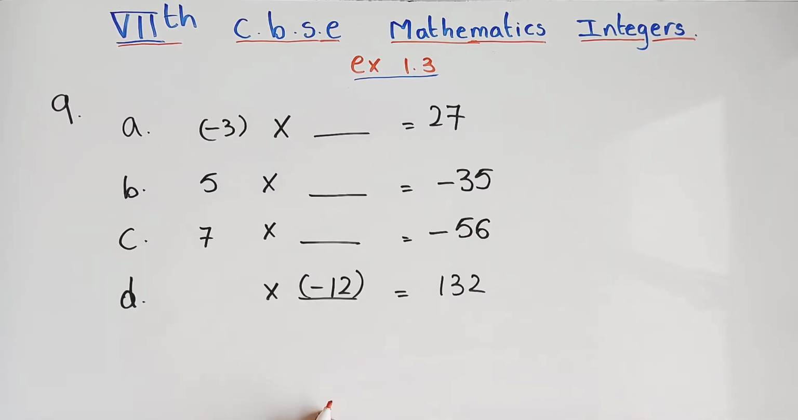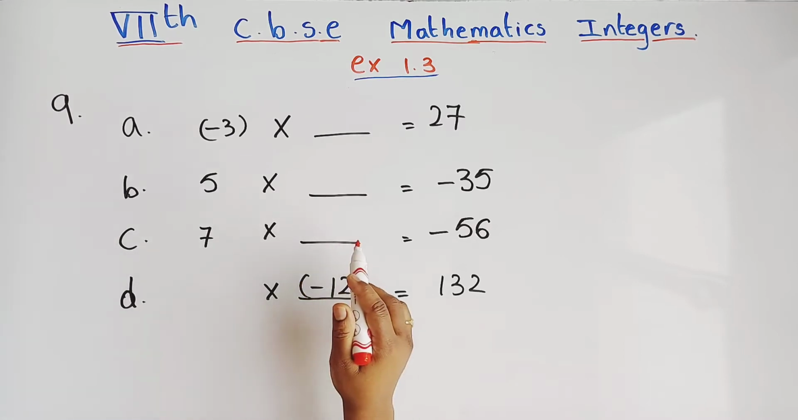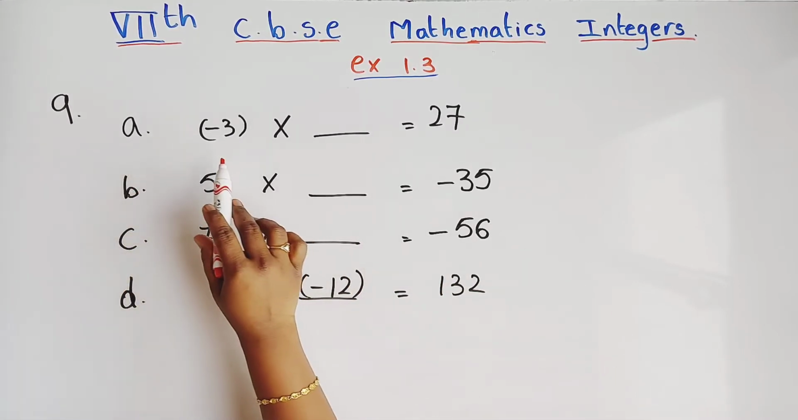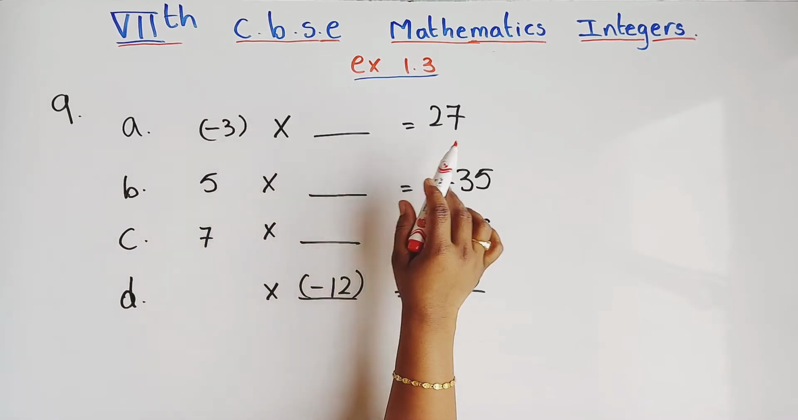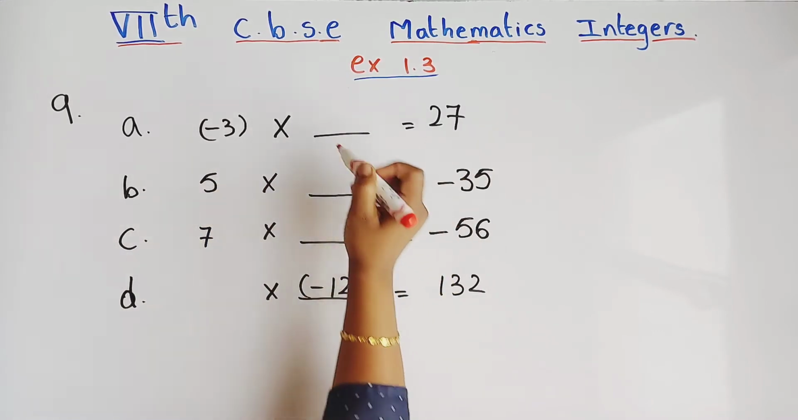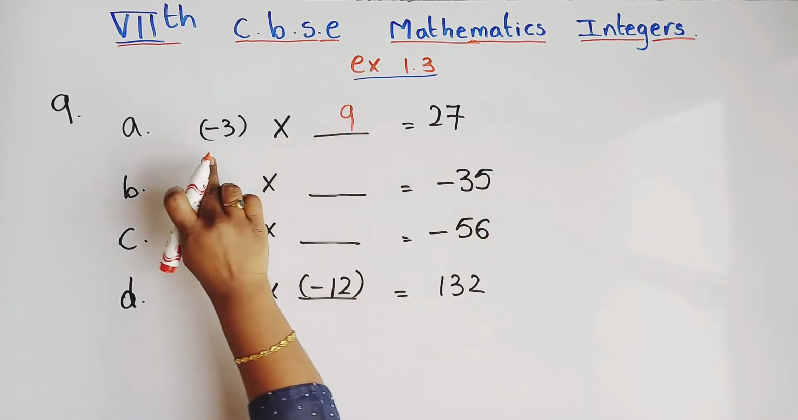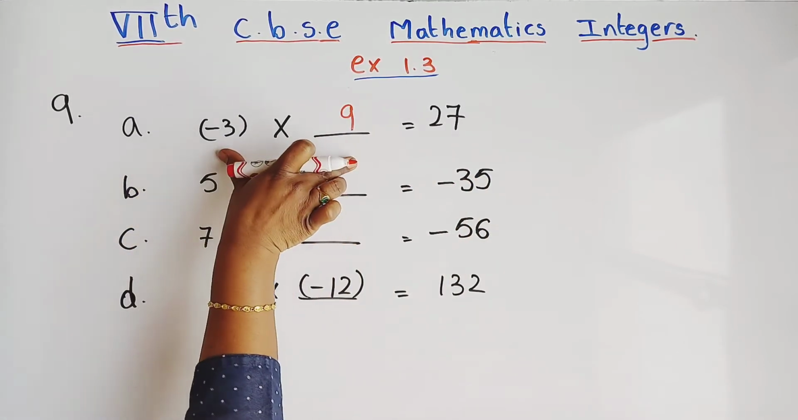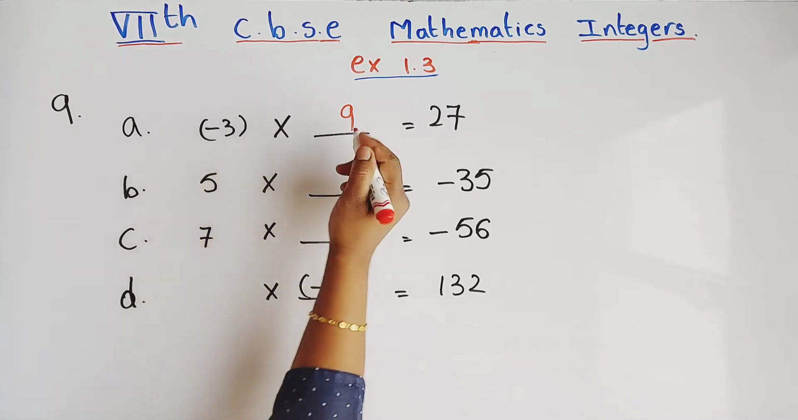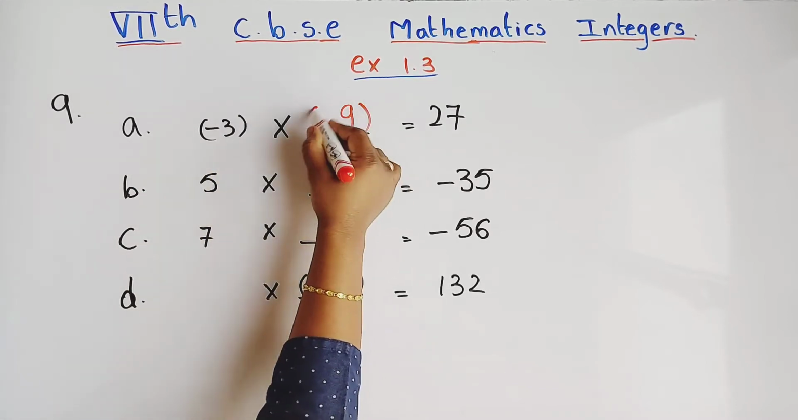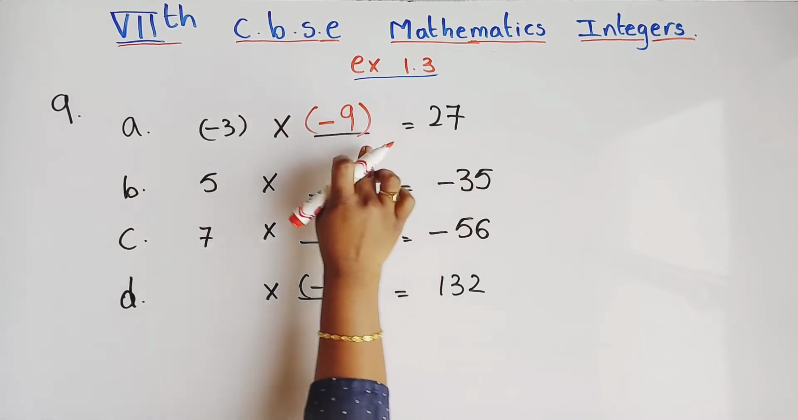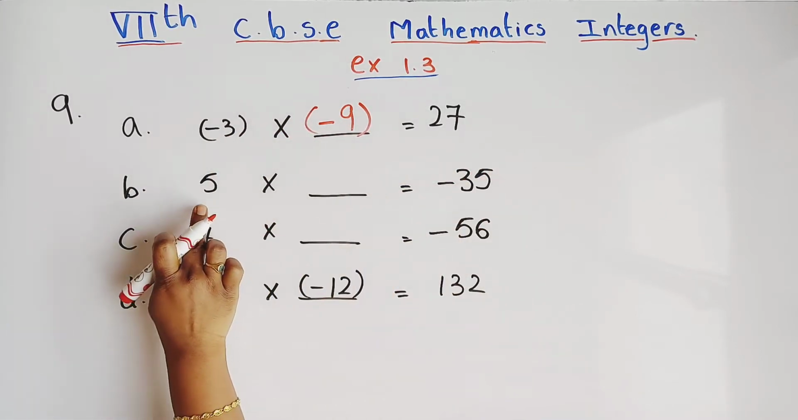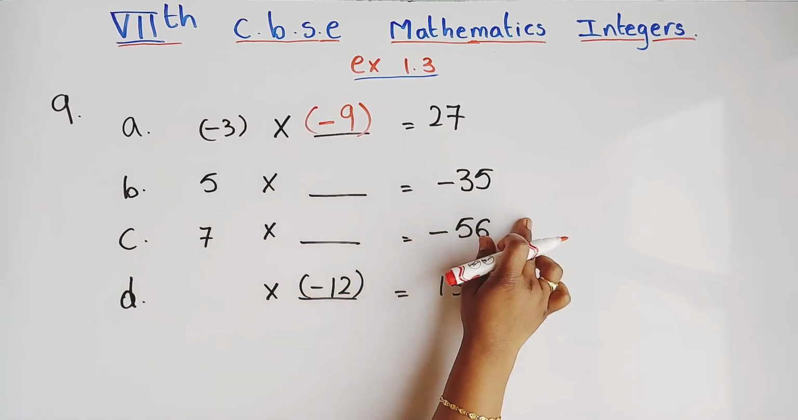Question number 9, children. Replace the blank with an integer to make it a true statement. So, here first one they have given minus 3 into dash equal to 27. We know 3 nines are 27. Here minus is there, that means minus 27 we are getting. This is wrong. So, minus 9. Minus into minus plus, 3 nines are 27. Now, it's a correct statement.